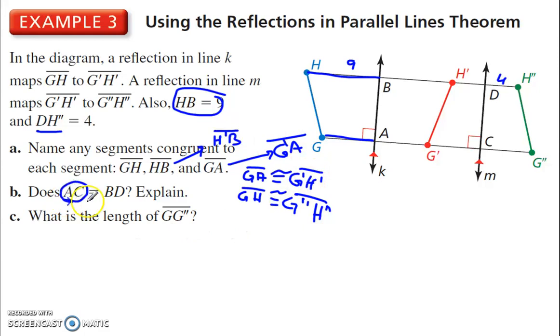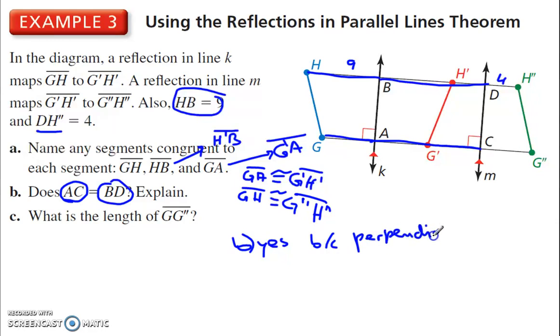Does AC equal BD? So from A to C equal B to D? Yes. Because perpendicular lines. Perpendicular to parallel lines. They're each perpendicular to a line, so they are parallel, so the distance is the same between them.